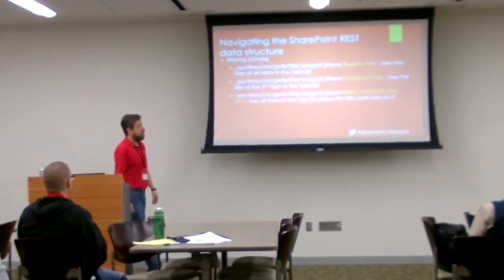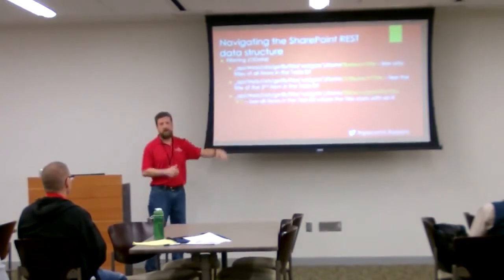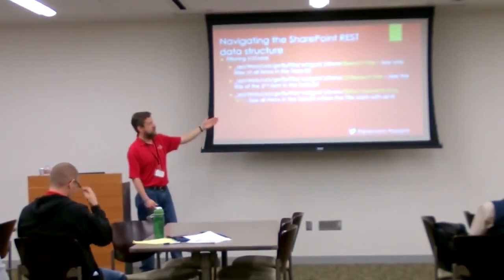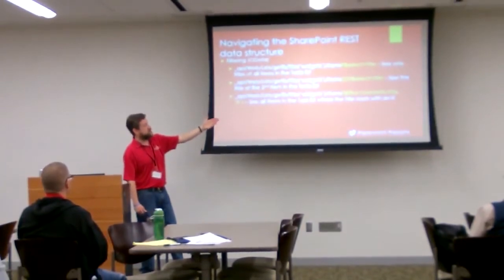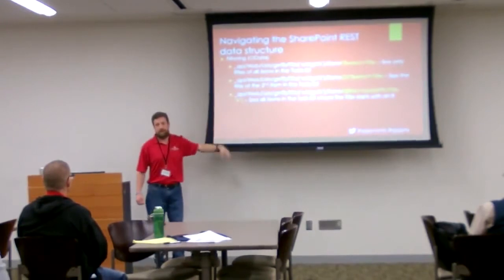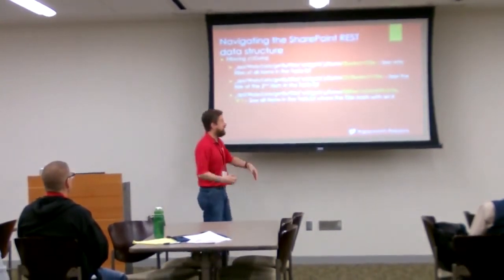Here's another example. What if I want to give me all of the items in this list that start with the letter R? Here would be an example of how to do that. So you do question mark, dollar, filter, equals, starts with, field name, comma, what? It can be a letter, it can be a number, whatever you want. Whatever you want to filter by.